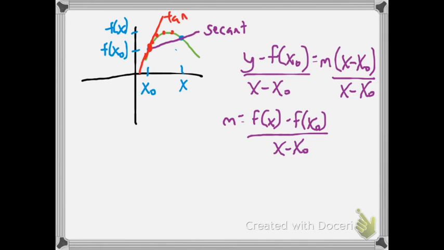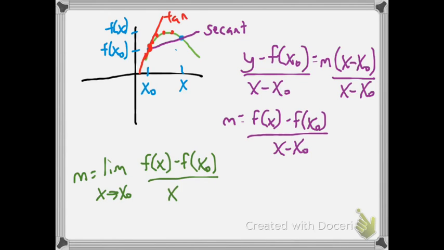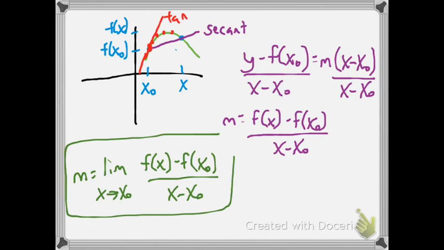So then we're going to rewrite our equation to represent this. Since my second point is approaching x sub 0, I'm going to say that the slope of this line is the limit as x approaches x sub 0 of the equation of our slope, f of x minus f of x sub 0 over x minus x sub 0. And this is how we find the slope of our tangent line.